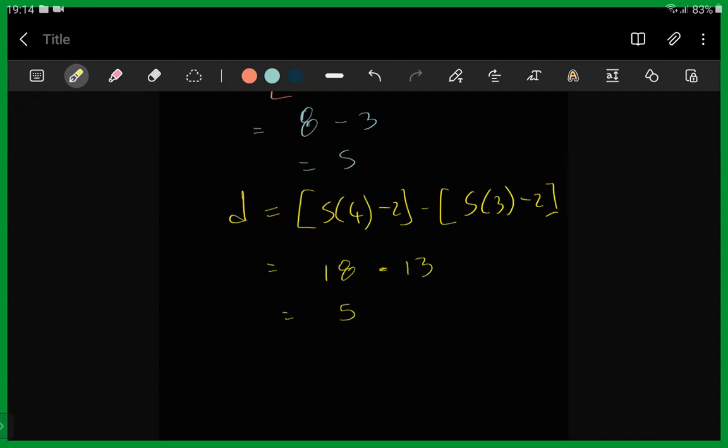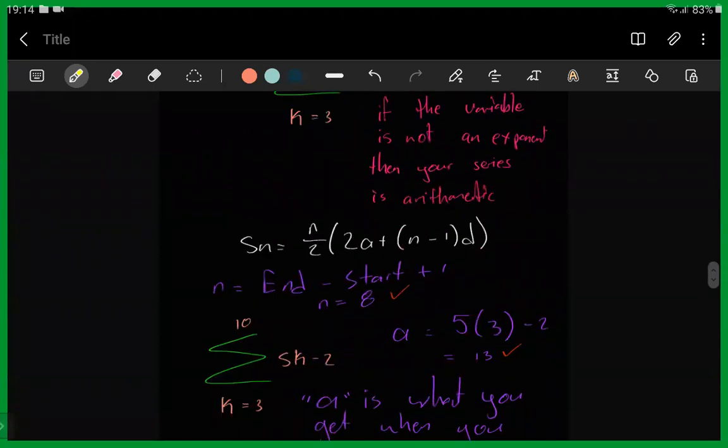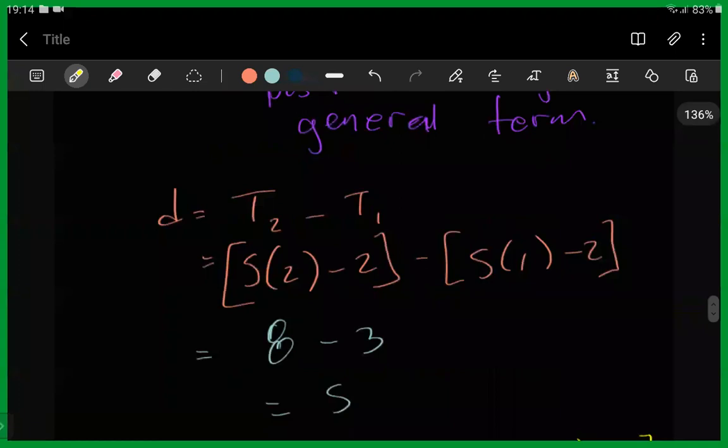But obviously, this is where you now get your freedom to say, oh, so I can just use whichever one I want. 2 and 1, 3 and 4, it doesn't matter, as long as one is just above the other. You get it? Yeah. Okay. You have a value of D, you have a value of N, and your value of A. So you can easily now just work it out.